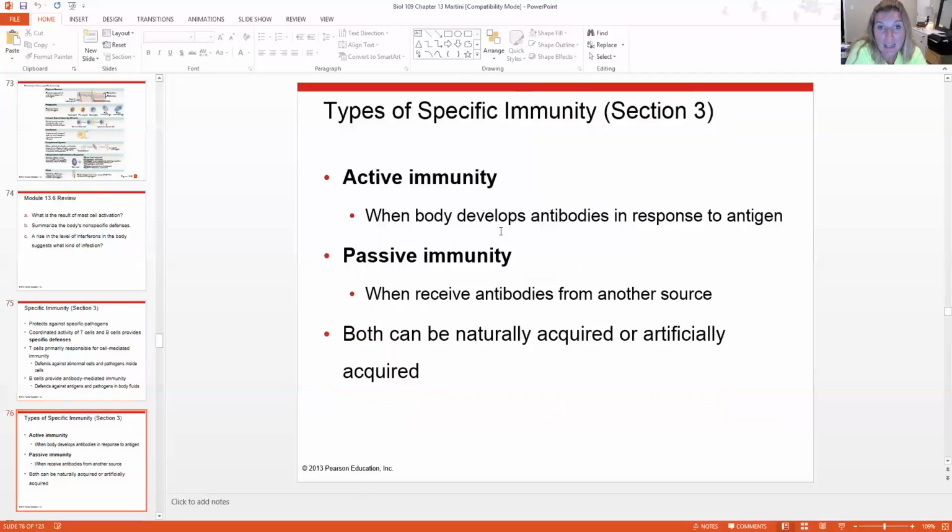Specific immunity can be active or passive. Active immunity is when your body actively produces antibodies in response to the antigen. Passive is when they receive antibodies from another source. They can either be actively naturally acquired or artificially actively acquired, or passively naturally acquired or artificially passively acquired. So in other words, our active and passive immunity can either be naturally acquired or artificially acquired.